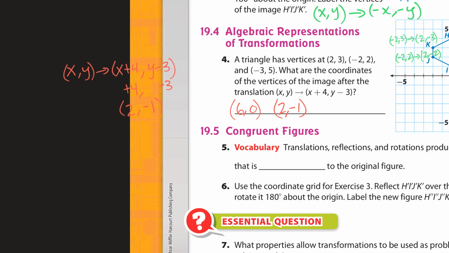Erase this for our next point, which is right here, -3 and 5. So this is -3 and this is 5. And -3 plus 4 is 1, and 5 minus 3 is 2. So it should be 1, 2. And yep, got it all.